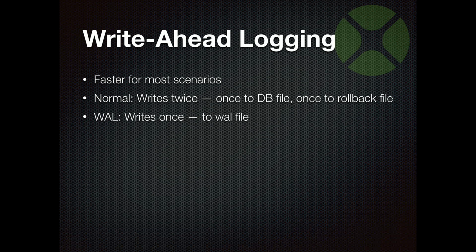So WAL flips that, and instead it writes your change once, to a WAL file that exists alongside the SQLite database file. So this is just a single write to the disk. That is obviously faster. Now it does have downsides. That means queries are going to have to check in a couple places for data instead of just one, essentially.